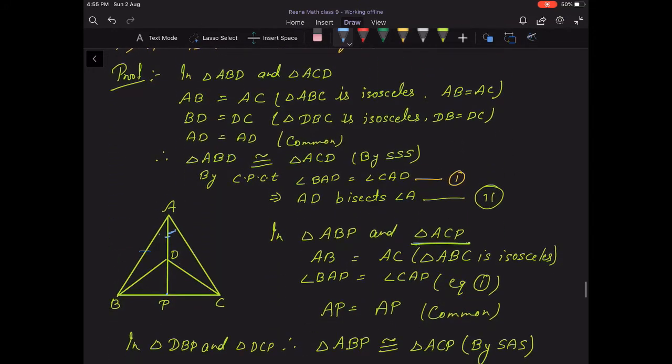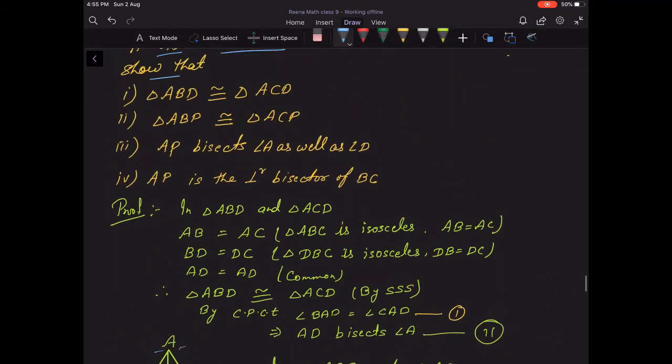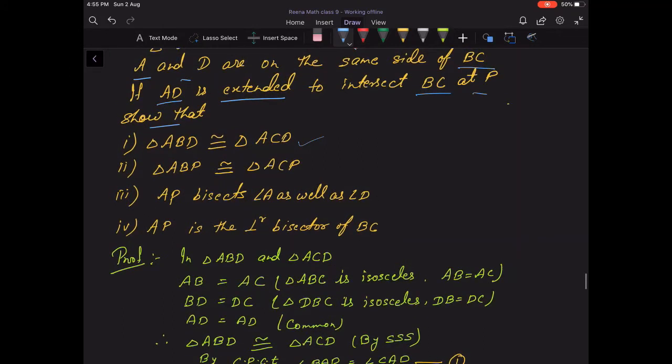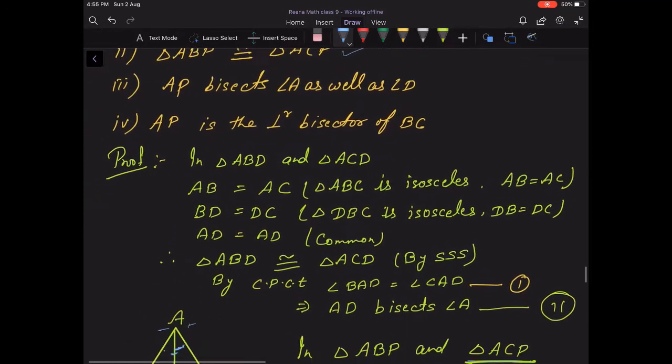This is the diagram given to you, that triangle ABC and triangle DBC are two triangles on the same base BC, and A and D are on the same side of BC, and AD is extended to P to meet BC at point P. We have to prove that triangle ABD is congruent to triangle ACD, triangle ABP is congruent to triangle ACP, AP bisects angle A as well as angle D, and AP is the perpendicular bisector of BC. So let us prove one by one.